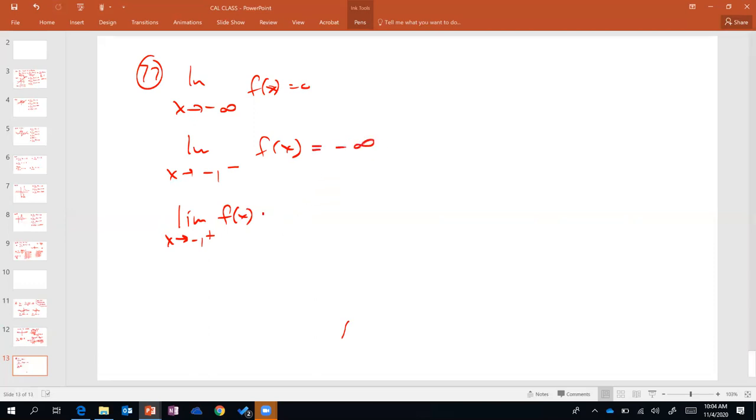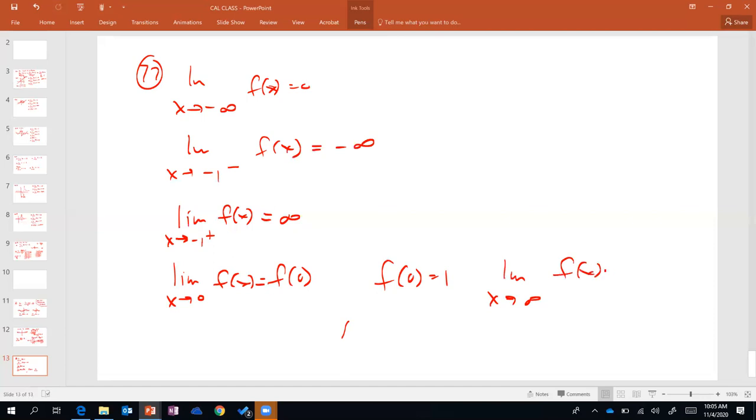Let me rewrite the problem, not with my chicken scratch. 77 from 2.2. Okay. Wait, those aren't the problems. Okay, 77. That took a while just to write it down. It's on page 158.